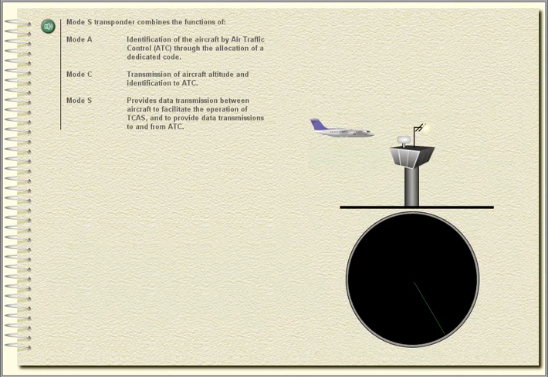Overview. The controls for the Mode S transponder and Traffic Alert and Collision Avoidance System, TCAS, are combined on one controller located on the center pedestal.